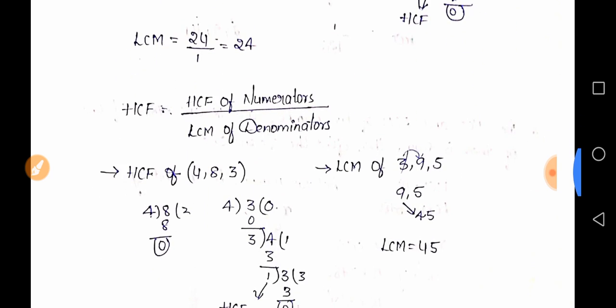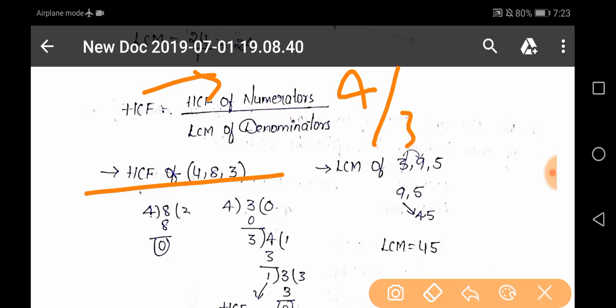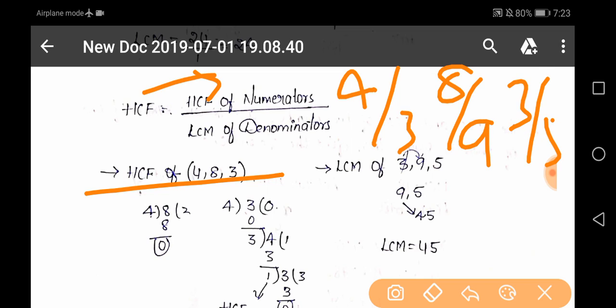And for HCF, see, LCM means you get the LCM on top, HCF means you get the HCF on top: HCF of numerators by LCM of denominators. So here, the HCF of 4, 8, 3, because 4 by 3, 8 by 9 and 3 by 5 is the given problem, right? So the HCF of 4, 8, 3.